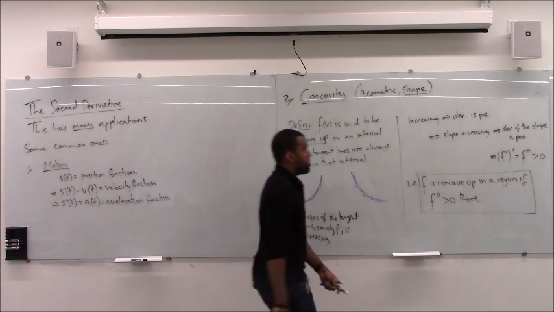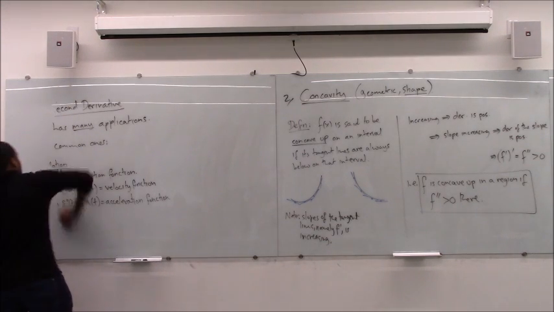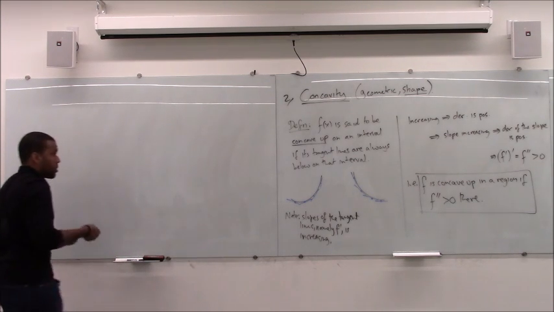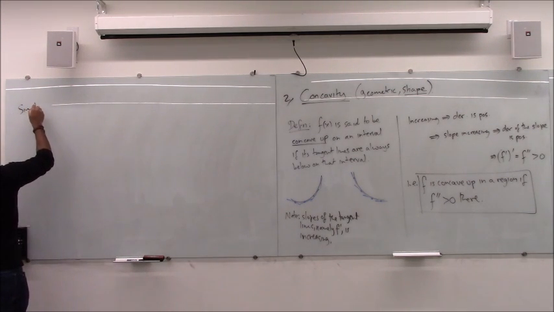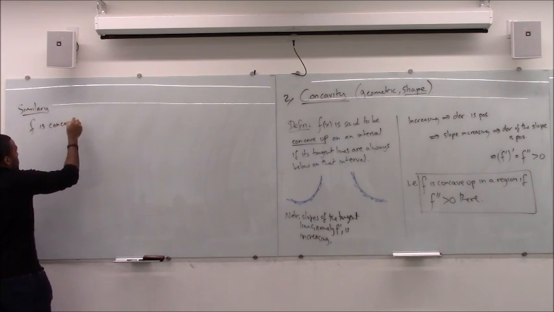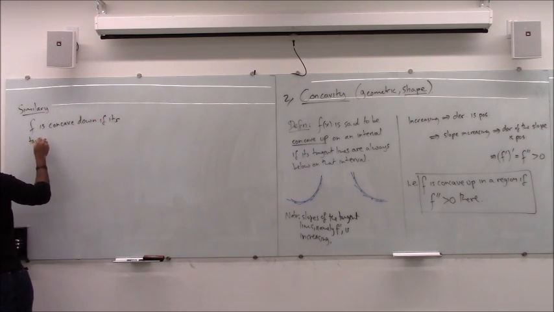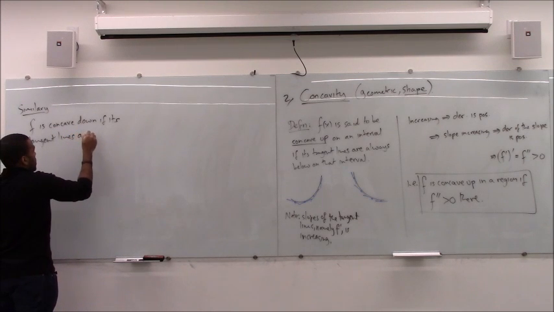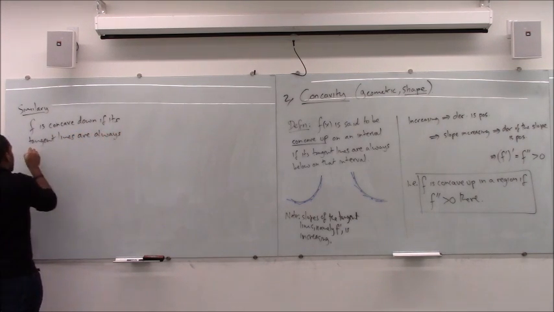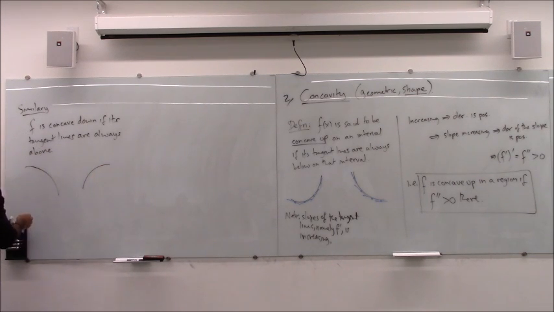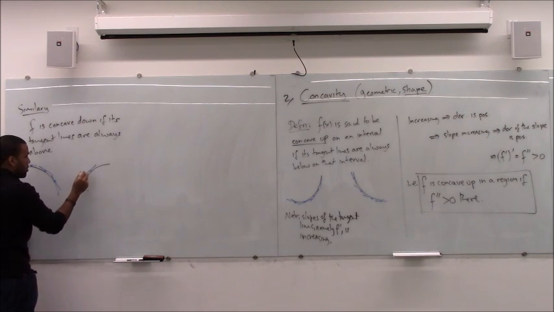Similarly, we can talk about a behavior called concave down. If it's concave down, if its tangent lines are always above. Notice that if your graph shapes like this, that would be the case. At any given time, I plot a tangent line. Tangent lines will be above our function.